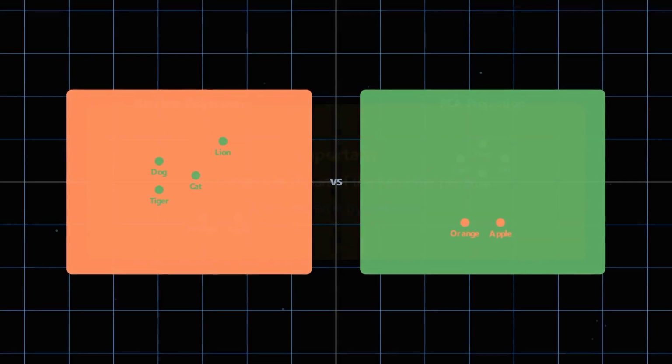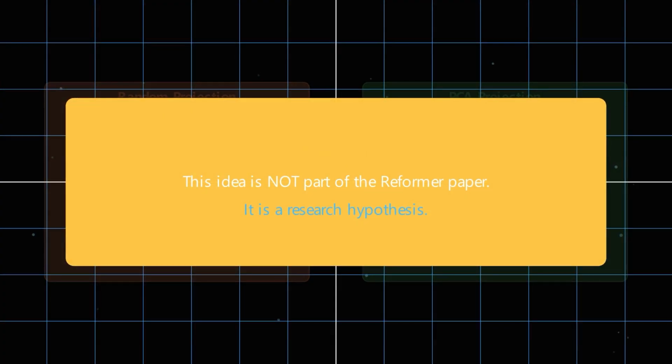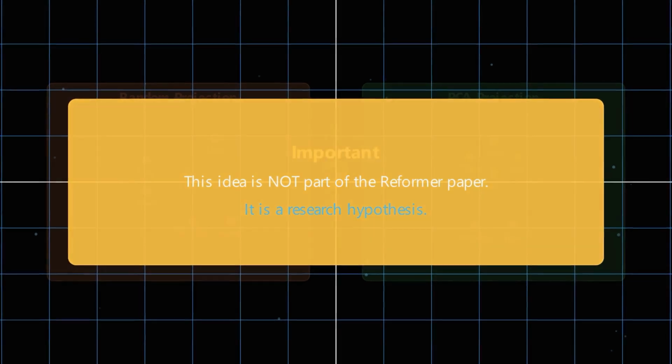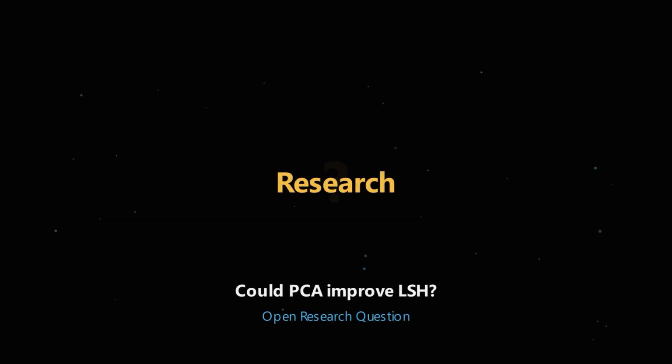But let's be very clear. The reformer paper never proposes this idea. This is simply a research hypothesis inspired by everything we've learned so far. The mathematics suggests an interesting possibility, but it still needs careful experimentation. So, naturally, we arrive at an exciting question. If PCA already discovers the most informative directions in data, why didn't the reformer authors use it? The answer turns out to be one of the biggest engineering challenges in deep learning, and that's exactly what we'll explore next.